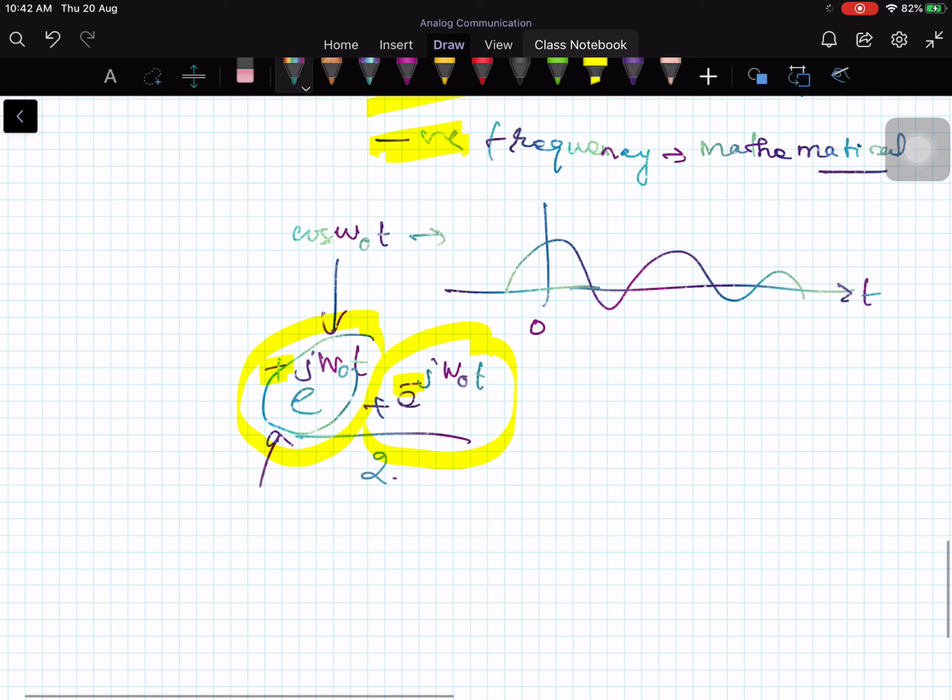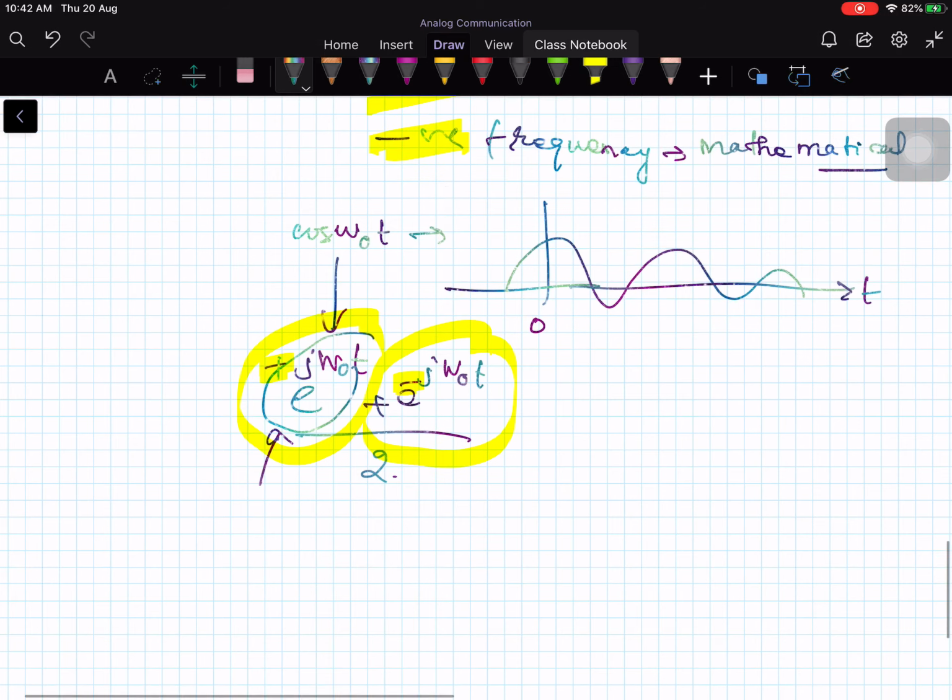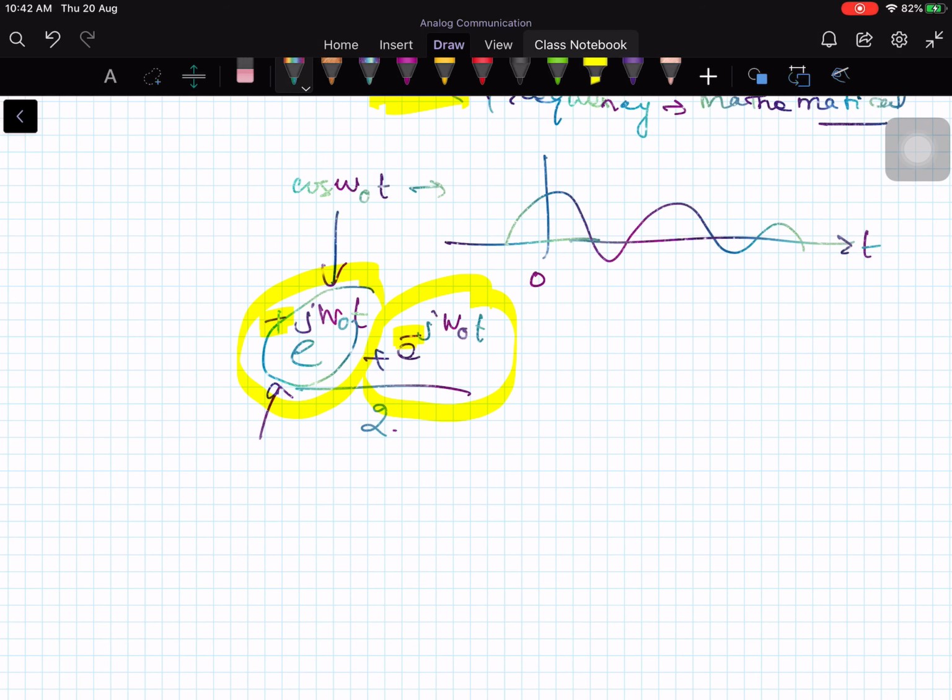So when it gets phase shifted, the positive frequency component will get shifted by minus pi by 2 and the negative frequency component will get shifted by plus pi by 2. For example, if it is a cosine wave, as I said, it will become like a cos of omega t. If you take Hilbert transform, then the frequency component will be shifted by minus pi by 2.